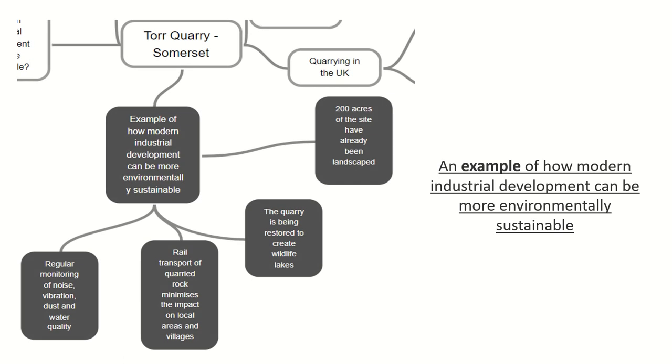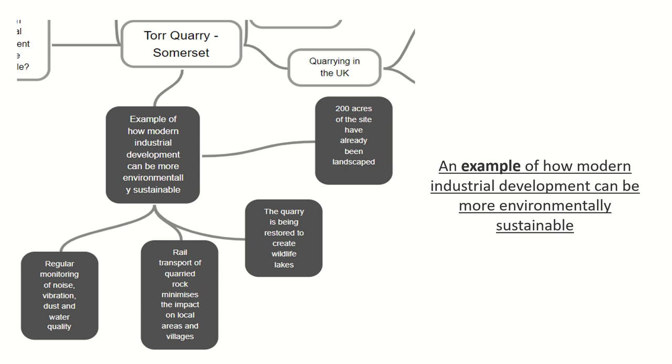And it's not only the economy that's changed, we are also trying to make what we do in this country, the remaining secondary industry, more environmentally sustainable. Now, the one example I would give you is the Tor Quarry in Somerset. And essentially, while we do have some industry remaining, they're trying to do everything they can to, again, limit the impact on the environment, but allow the actual activity to continue economically. So, what they're doing in the Tor Quarry in Somerset is they're regularly monitoring the noise, dust, and water quality to make sure they aren't polluting the environment.